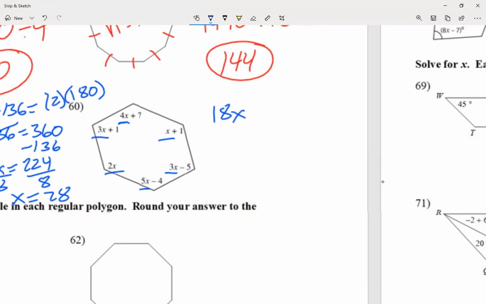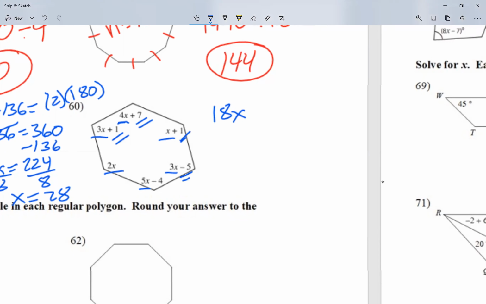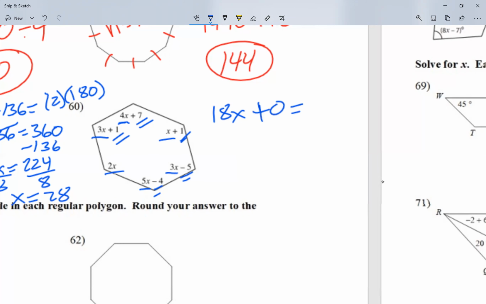And then when I'm looking at just numbers, I'm looking at 7 plus 1 plus 1 minus 5 minus 4. All right, so 7 plus 1 plus 1, that's 9, minus 5 minus 4, that's 0. I'm not going to write plus 0, right? That's irrelevant. So I just have 18x. Actually, for right now, let me just write it so we don't get confused. Plus 0, okay? Plus 0 equals.